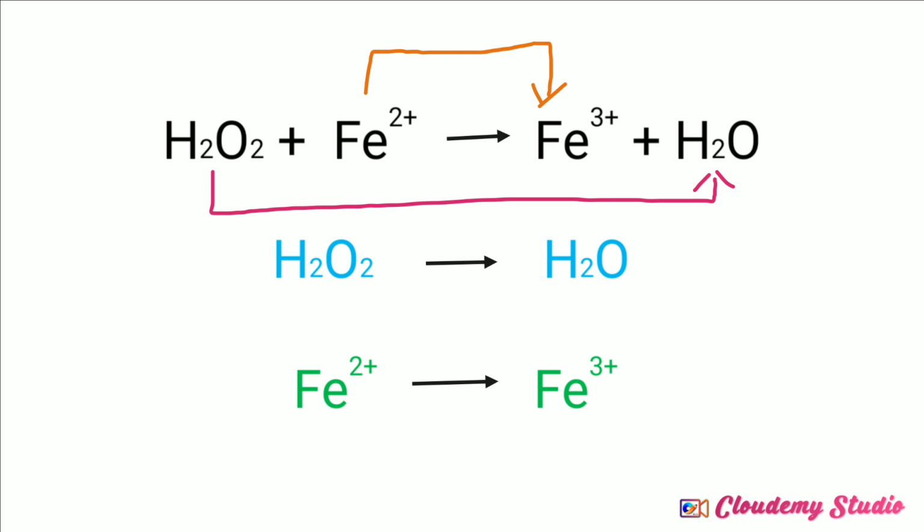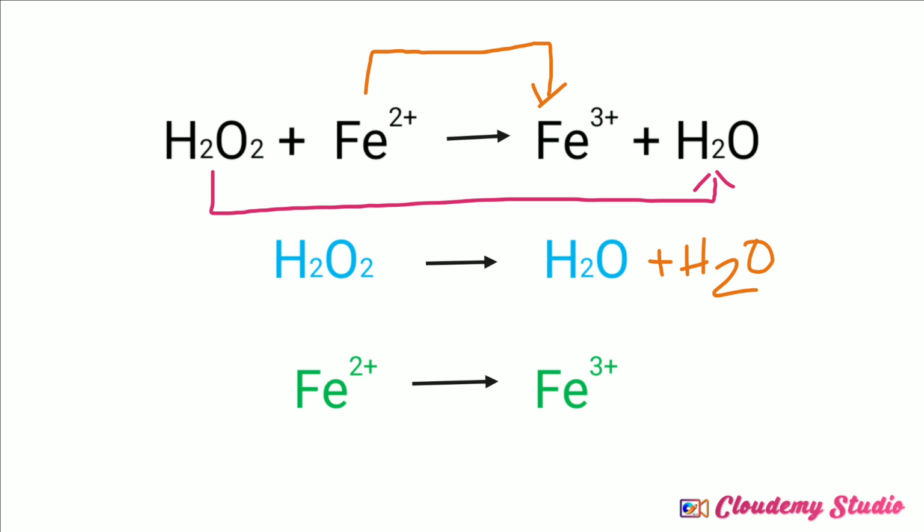Hydrogen peroxide. In hydrogen peroxide, 2 oxygen atoms are present. But in water, only one oxygen atom. Therefore, we need to balance the oxygen atom by adding one more water molecule on the right hand side. So I am adding that now. One more water molecule is to be added on the right hand side in order to balance the oxygen atom.